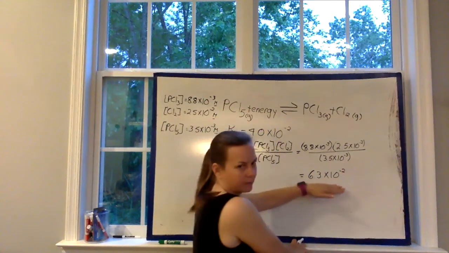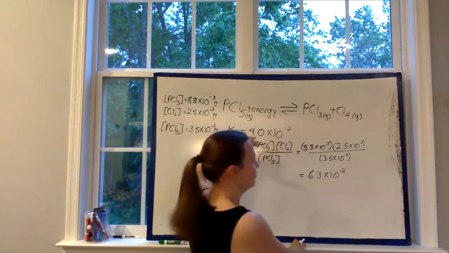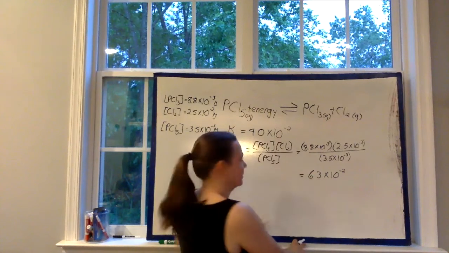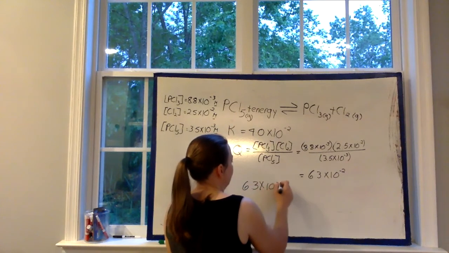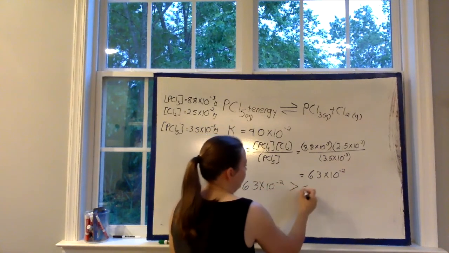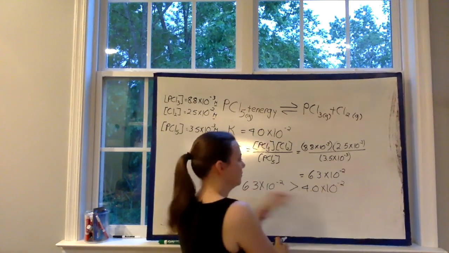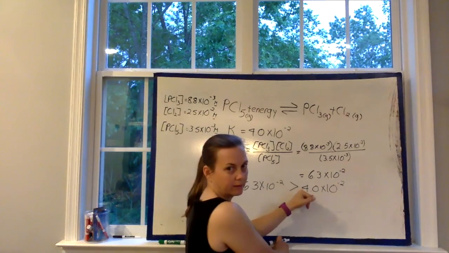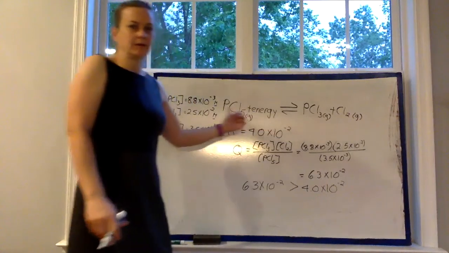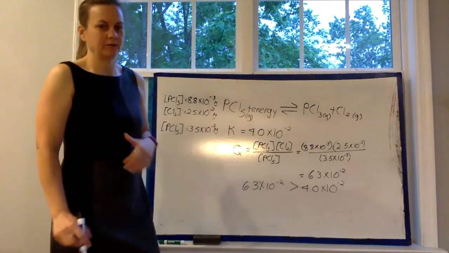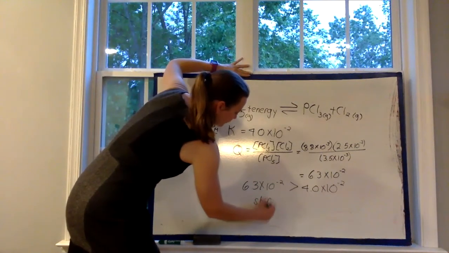And we're going to compare this number, the 6.3 times 10 to the negative second, our reaction quotient value, to our K. 6.3 times 10 to the negative second is greater than 4.0 times 10 to the negative second. Since Q is greater than K, in order for our reaction to reach equilibrium, it's going to shift to the left. Okay, so I would say that this will shift left or shift towards products.